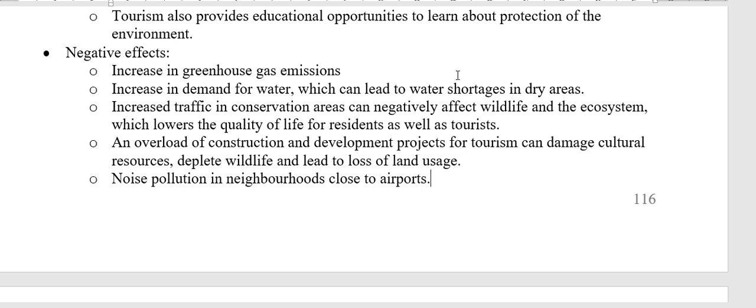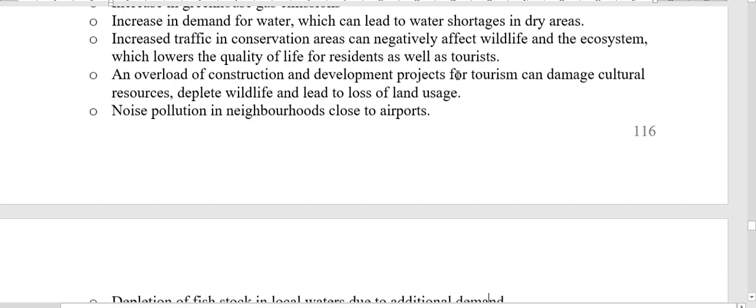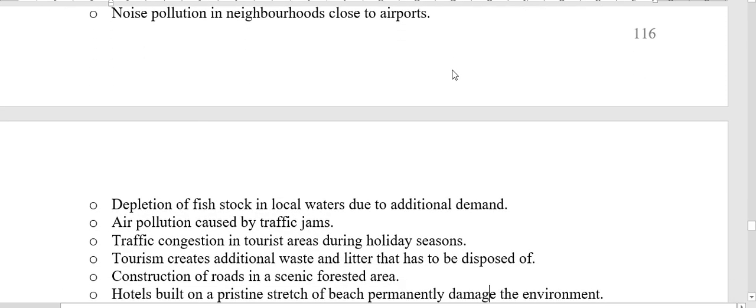All right, so it's destroying the environment when we develop land in order for the tourists, to build a hotel or a resort or whatever. Okay, there's noise pollution in neighborhoods close to the airports. The more tourists there are, the more transport there is, the more planes are landing. Obviously, that creates noise pollution for the neighbors of the airports.